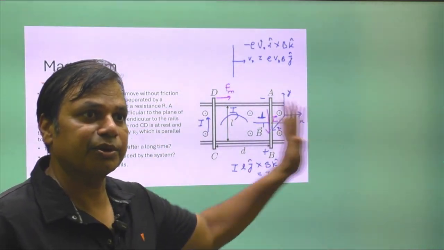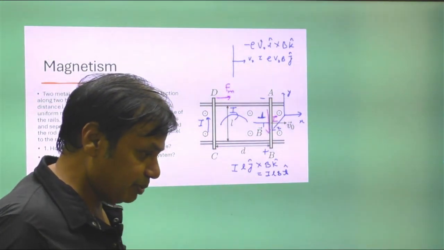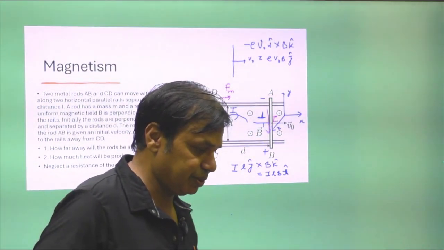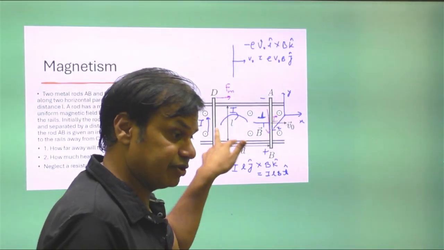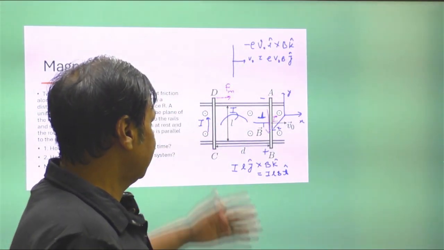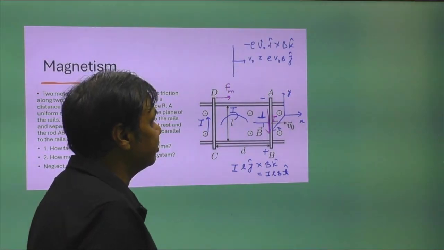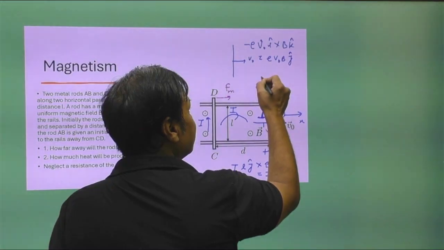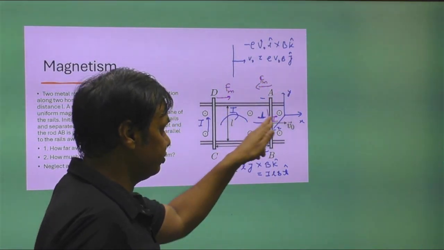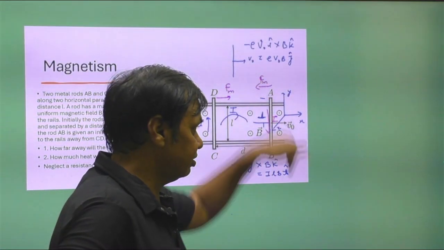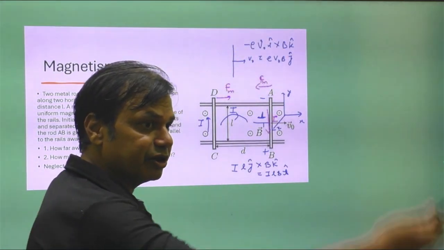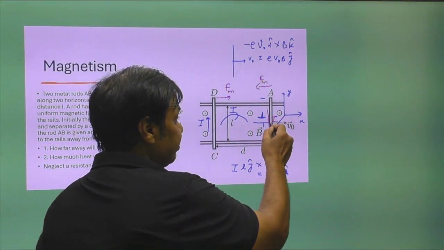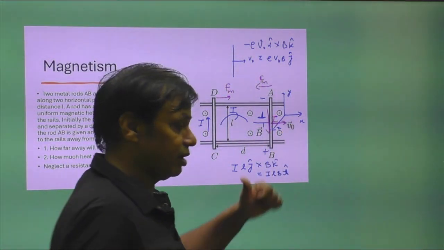So it will start moving in this direction because there is no friction. It has been placed on a smooth horizontal rail. So it will start moving in this direction. It will have some kind of velocity. I don't know how much velocity it will have, and I think this Fm will also act on this rod AB. So the current is in the opposite direction, so the magnetic force will be in this direction. So we have given it initial velocity in this direction and the force in this direction.